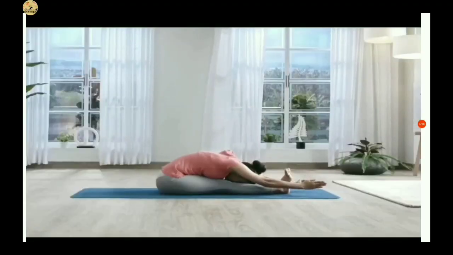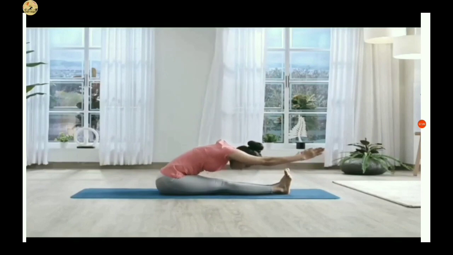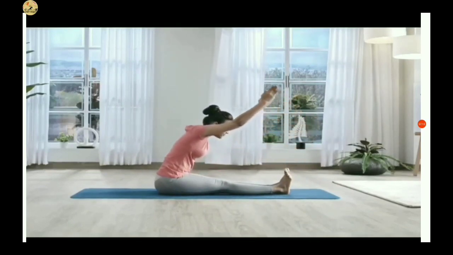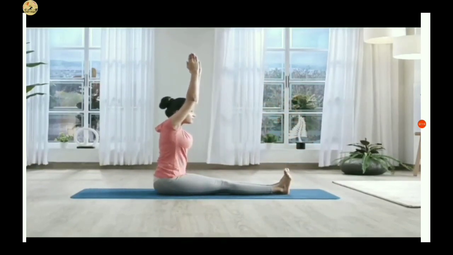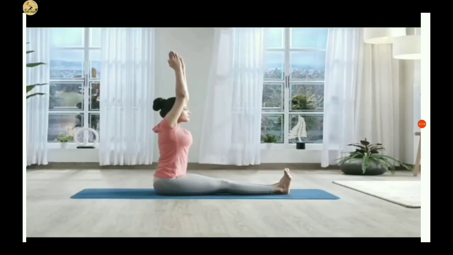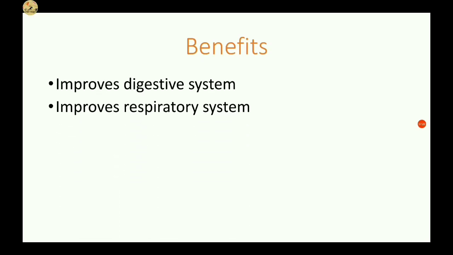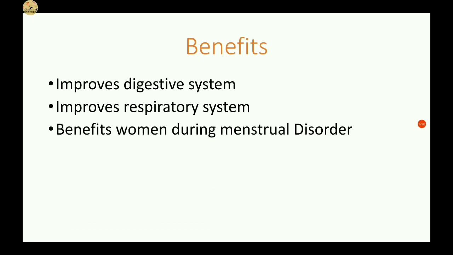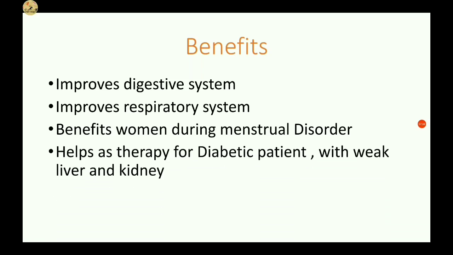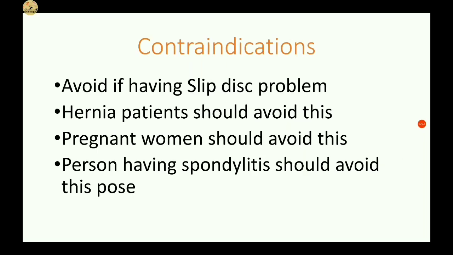Stretch the arms out in front of you. Again inhale. Come up to the sitting position. Then exhale. Lower the arms. Now the benefits. Paschimottanasana improves the digestive system and the respiratory system. It helps women during menstrual disorders. It helps as therapy for diabetic patients with weak liver and kidney.